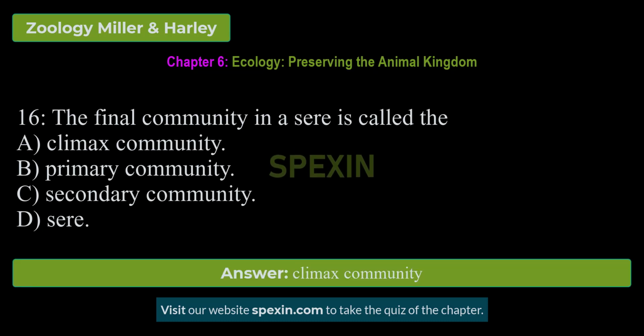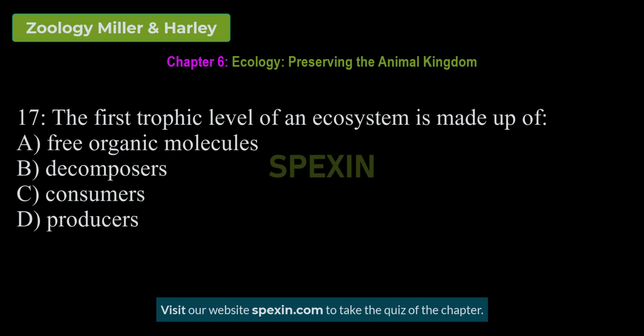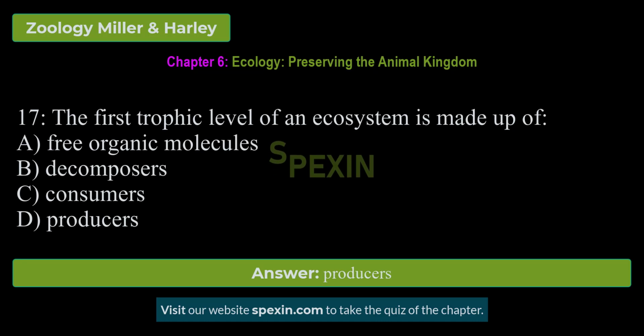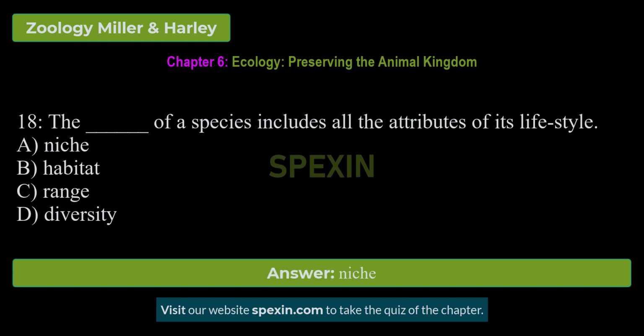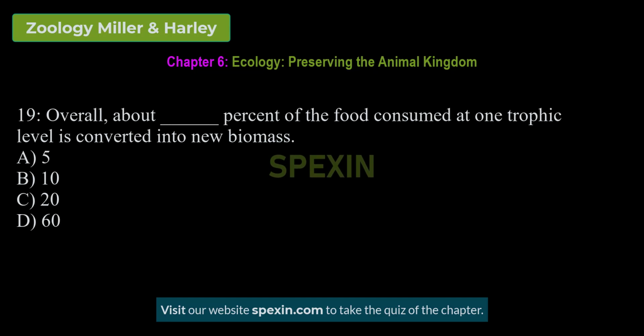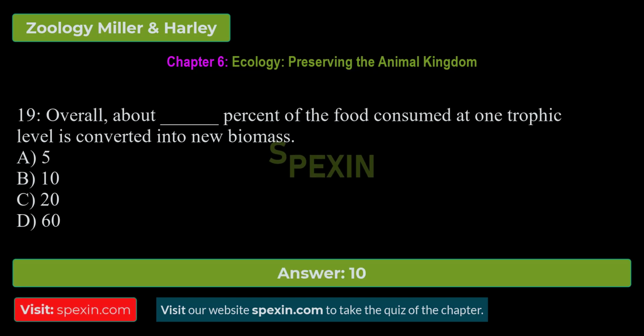The final community in a sere is called the climax community, primary community, secondary community, sere. Correct answer: climax community. The first trophic level of an ecosystem is made up of free organic molecules, decomposers, consumers, producers. Correct answer: producers. The dash of a species includes all the attributes of its lifestyle. Niche, habitat, range, diversity. Correct answer: niche. Overall, about dash percent of the food consumed at one trophic level is converted into new biomass. 5, 10, 20, 60. Correct answer: 10.